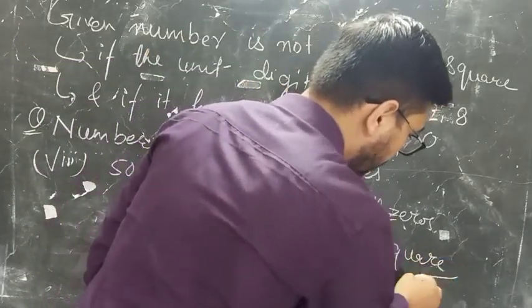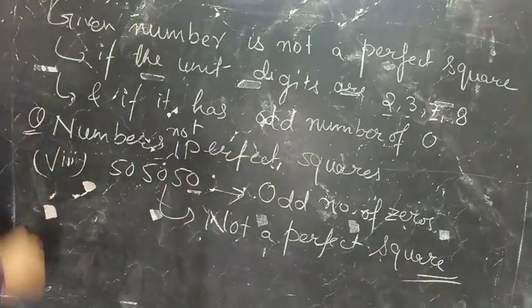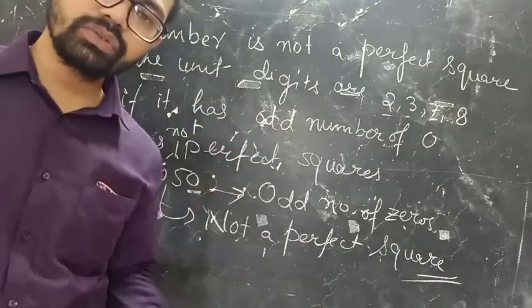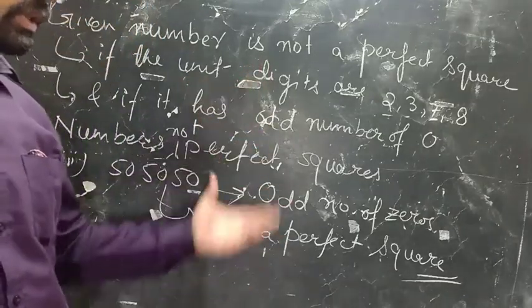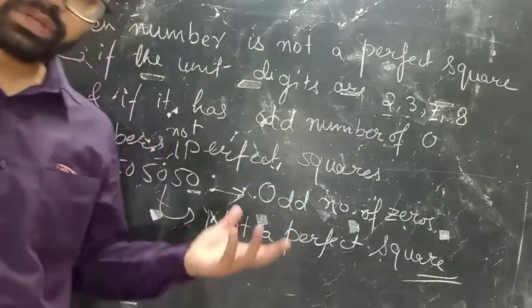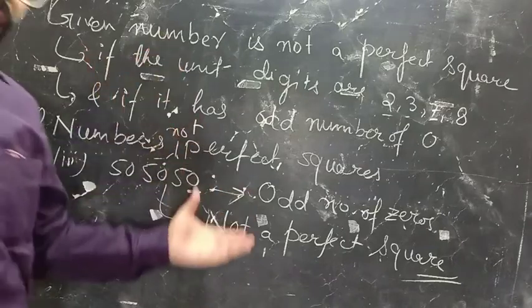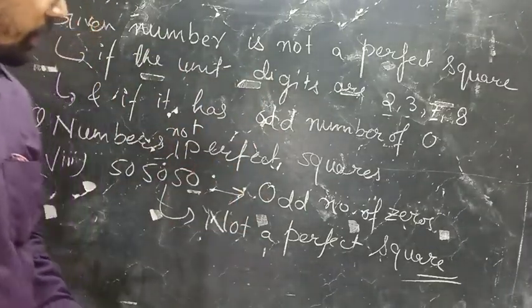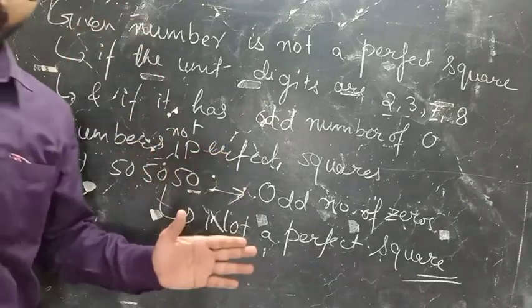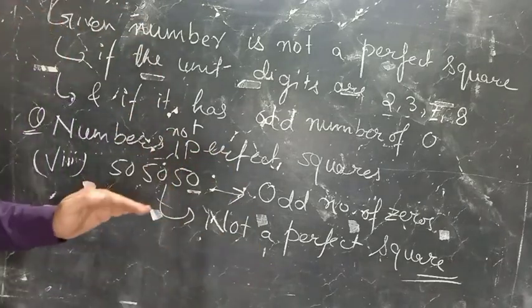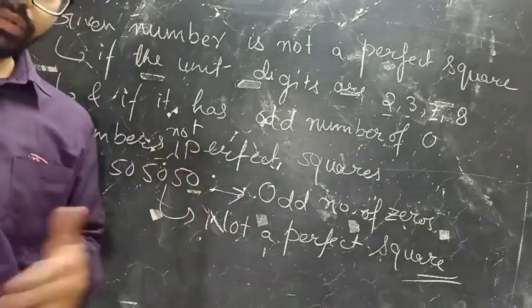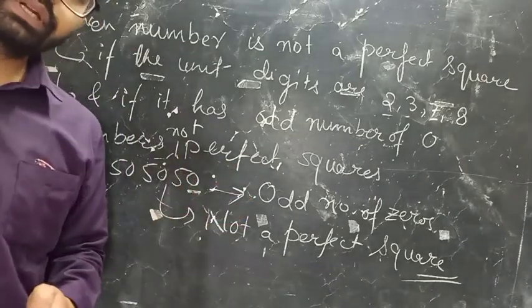So this is all about squares and how to check whether a given number is a perfect square or not. There are some conditions, some rules. Based on that you can say, okay sir, this number is a perfect square, or this number is not a perfect square. So this is all about squares and square roots. A good portion of square roots is still left, that I'll cover in the next lecture.